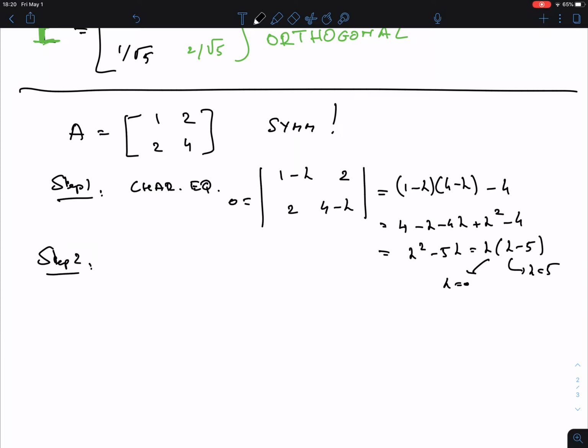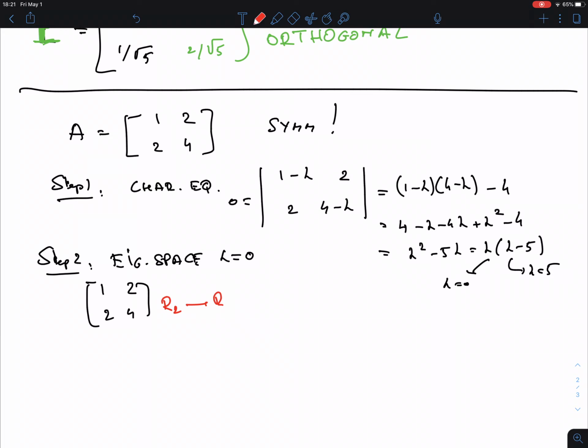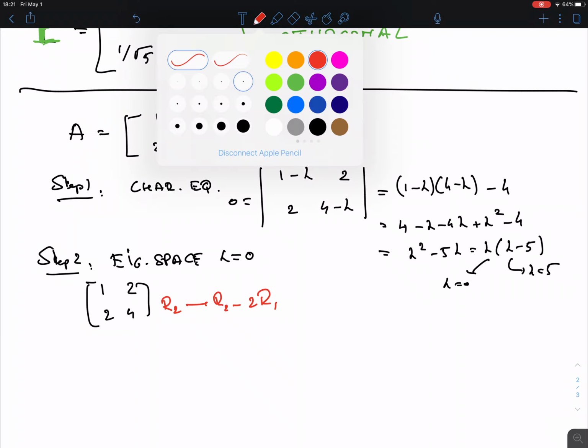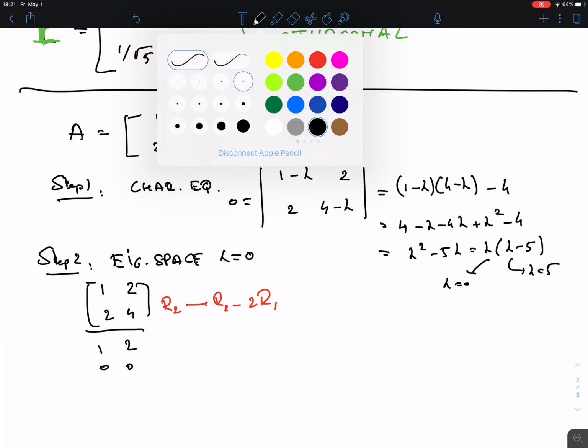Okay, step 2. We calculate the eigenspaces. So nothing has changed, right? Eigenspace for lambda is 0. That means we take 0 from the diagonal. Means it's the original matrix: 1, 2, 2, 4. We have the 1 there. Very nice. So we do row 2 minus 2 times row 1. I get 1, 2, 0, 0. Okay, we have our pivots.